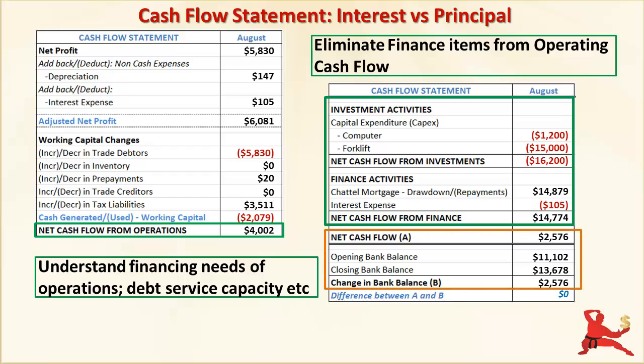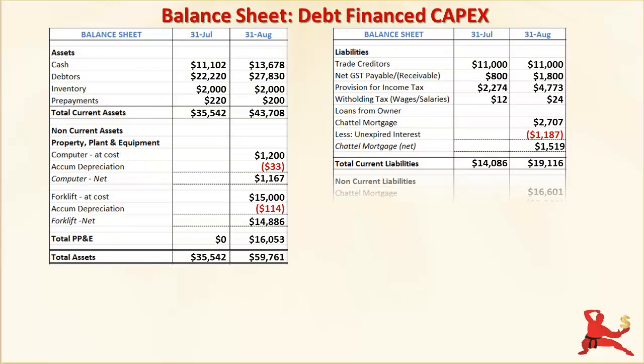So our net cash flow is reduced by $1,426 to $2,576. But it's still positive cash flow. We have more money in the bank at the end of the month than at the start, even though we bought $16,200 worth of equipment. Now for the balance sheet.